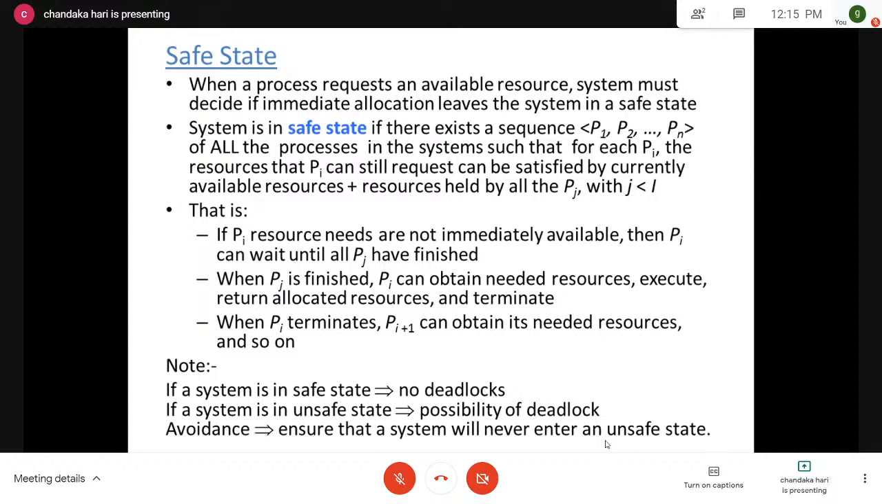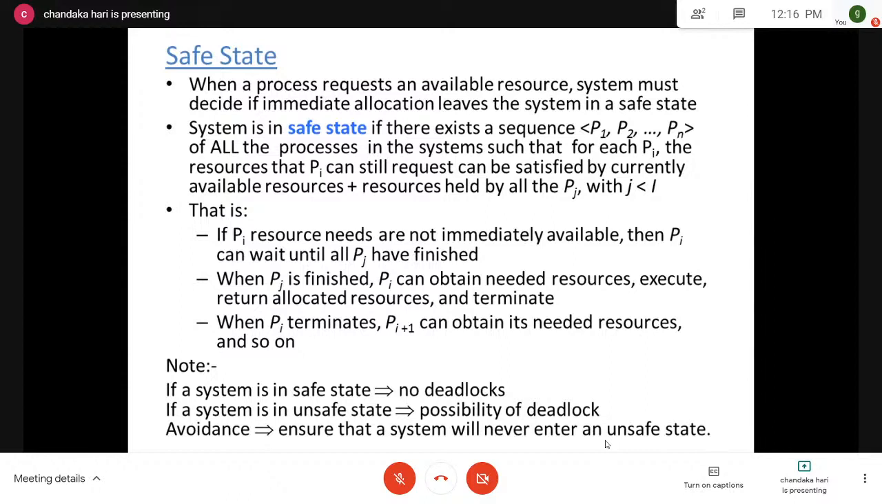Now, what do I mean by safe state? The system is in a safe state if there exists a sequence P1, P2, and so on up to PN, in such a way that after executing P1, whatever set of resources is available should satisfy P2. After executing process P2, whatever set of resources is available should satisfy process P3, and so on. That implies the currently available resources should satisfy the next process, and the next, like this. That is, the system is safe.